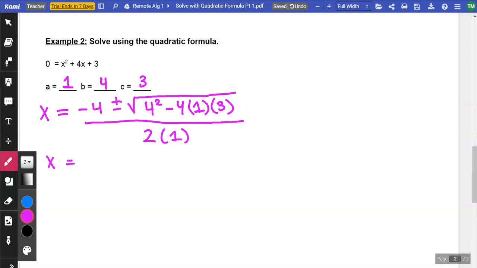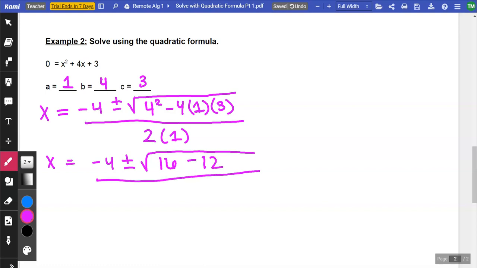So x is equal to negative 4 plus or minus 4 squared, which is 16. Negative 4 times 1 is negative 4, times 3 is negative 12. Watch out for those signs. All over 2 times 1, which is 2. x is equal to negative 4 plus or minus the square root of 16 minus 12, which is 4, all over 2.